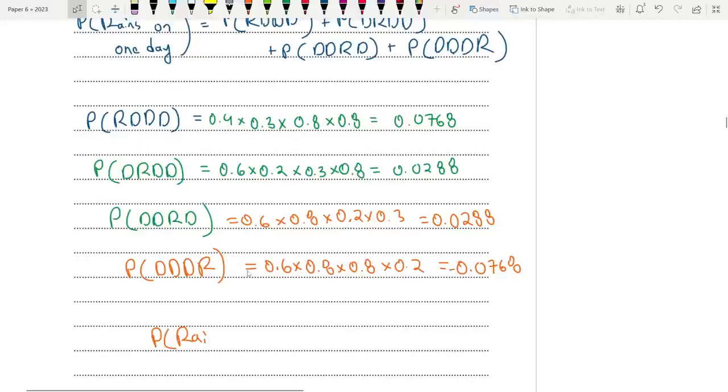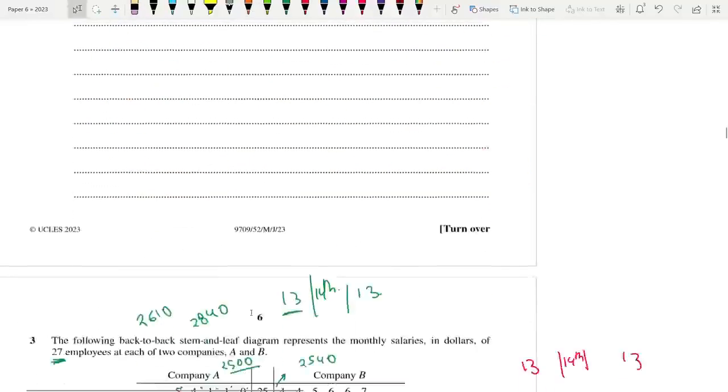So P rains on one day, at least one day. What are we getting? We just have to add these up. 0.0768 times 2 plus 0.0288 plus 0.0288. This gives me an answer of 0.2112. I added them up. 0.2112 or 132 by 625 if you prefer fractions. Okay, that's up to you guys. Let's move on to the next one.